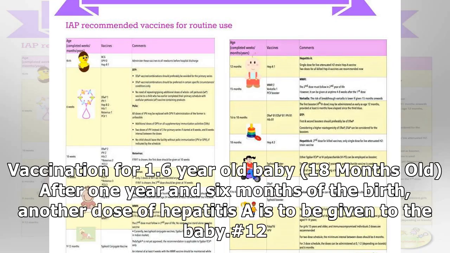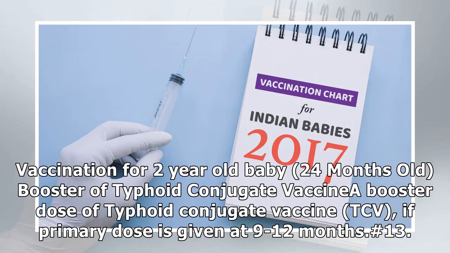Vaccination for 1.6-year-old baby, 18 months old. After 1 year and 6 months of the birth, another dose of hepatitis A is to be given to the baby. Vaccination for 2-year-old baby, 24 months old. Booster of typhoid conjugate vaccine. A booster dose of typhoid conjugate vaccine, TCV, if primary dose is given at 9 to 12 months.